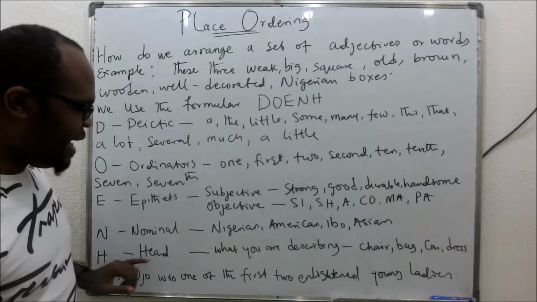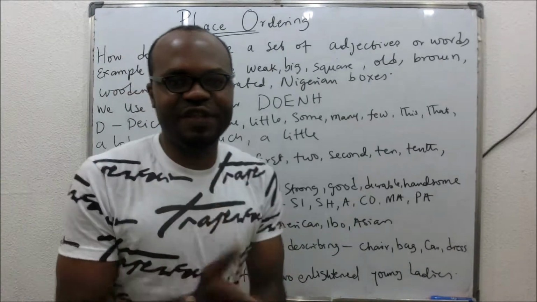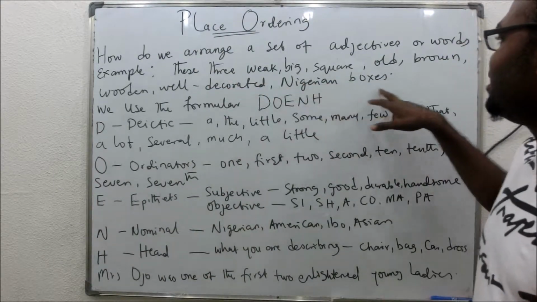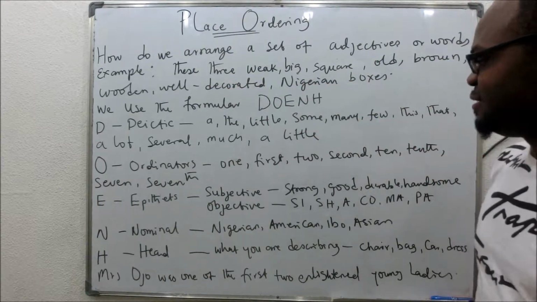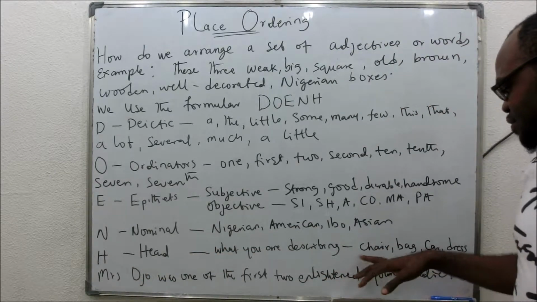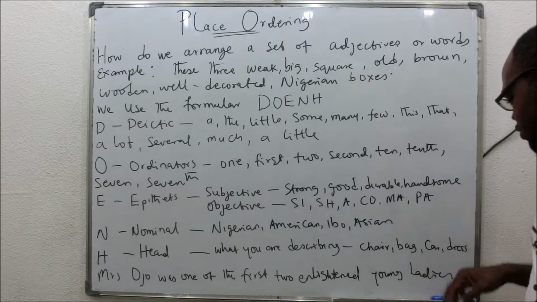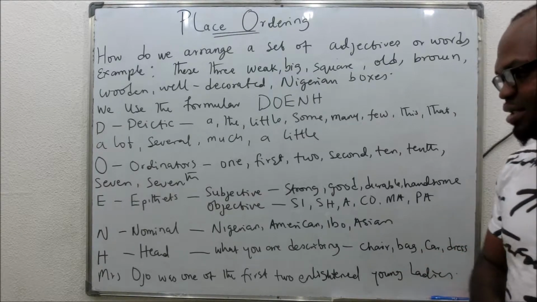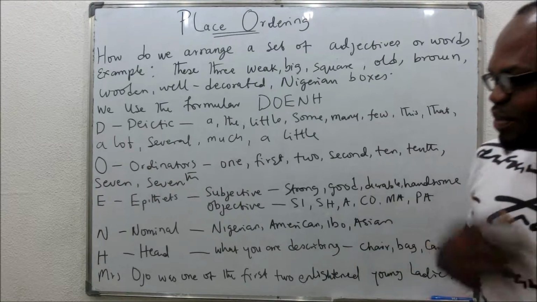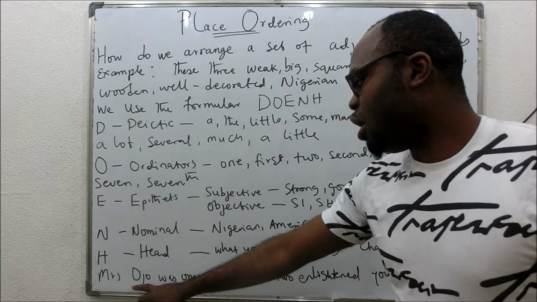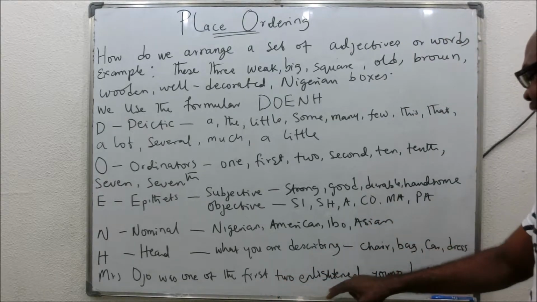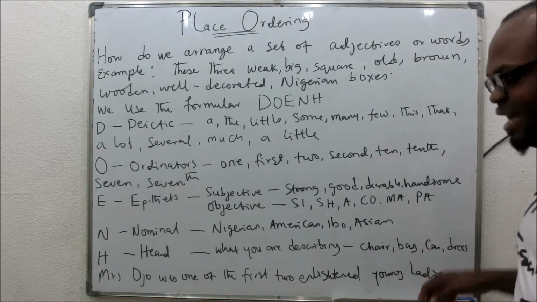Now we talk about head. Head is the actual thing you're describing. That comes last. Like here you are describing boxes. So the thing you're describing comes last. It could be chair, could be bag, could be car, could be dress. So anything you're describing comes last. So an example is when you say Mrs. Ojo was one of the first two enlightened young ladies.